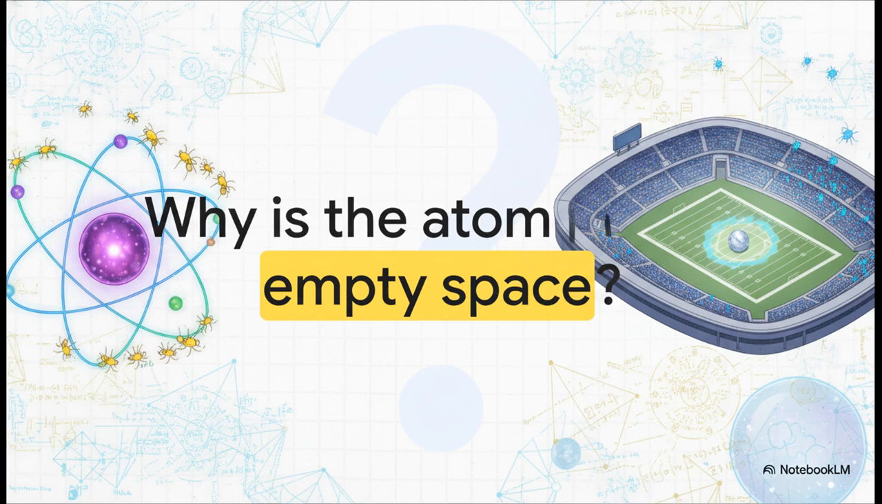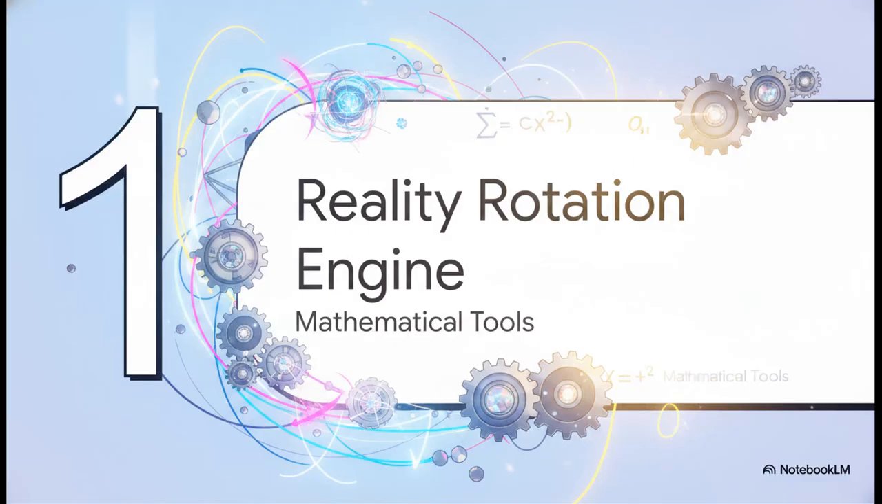But why? For a long time, physics kind of just treated this as a given probabilistic quirk. But today we're using Dr. Rihan's framework to uncover the universe's mathematical secret source code, a code that actually forces this empty space to physically exist. But before we get to the empty space, we first need to look at the tools that build the atom. Let's look at section 1, reality's rotation engine.